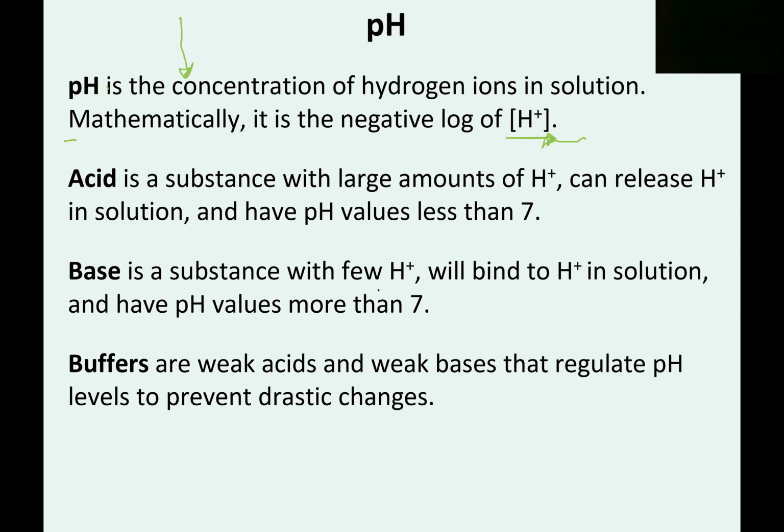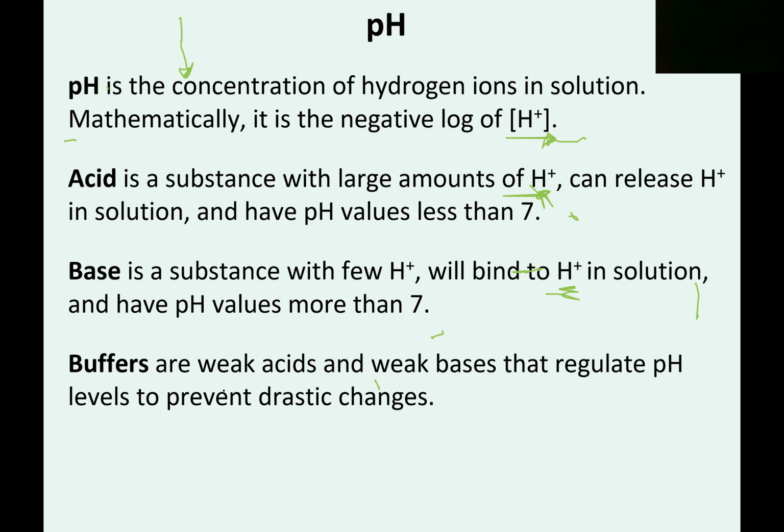So acids can be defined about 9 different ways. One of the ways is that it's a substance with large amounts of hydrogen ions. Another is that it can release hydrogen ions in solution. And a third, it has pH values of less than 7. Bases or alkaline are substances with few hydrogen ions. They will bind to hydrogen ions in solution, and they have pH values of more than 7.